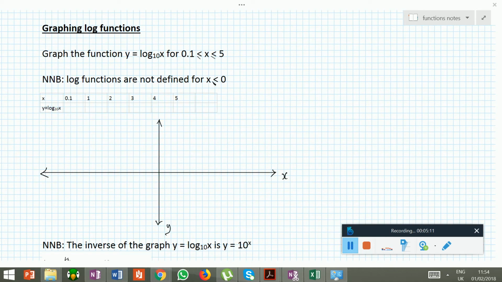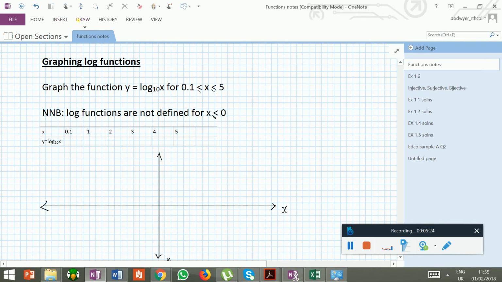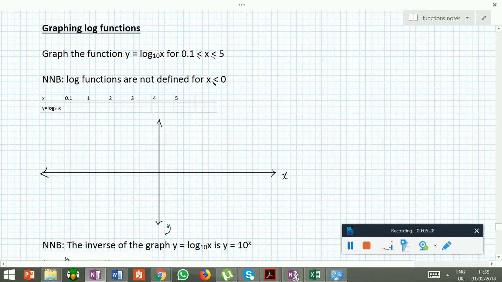Now looking at graphing log functions. For instance, we're going to graph the function y is equal to log to the base 10 of x between 0.1 and 5. We start out, and again we can do this with our calculator, it's probably the easiest thing. The log of 0.1 is -1. The log of 1 is 0.